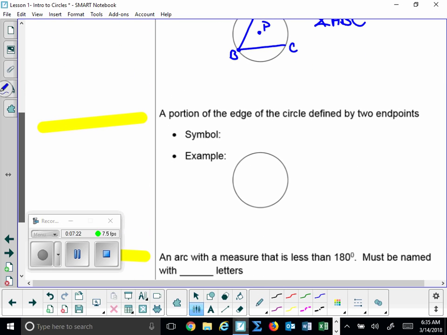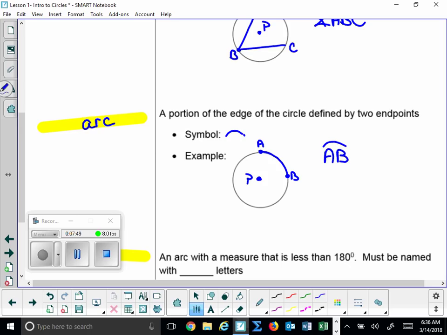A portion of the circle defined by two endpoints. So let's have circle P. If I want a portion of the circle, I want this. This is called an arc. And our symbol mimics what it looks like. It's a little baby arc. So I would say arc AB.